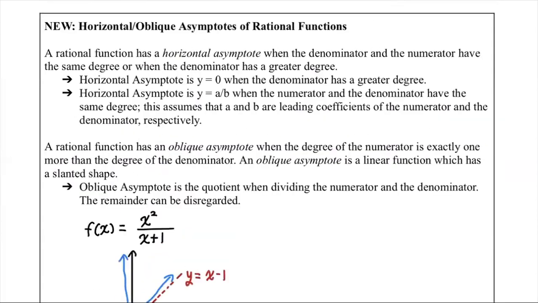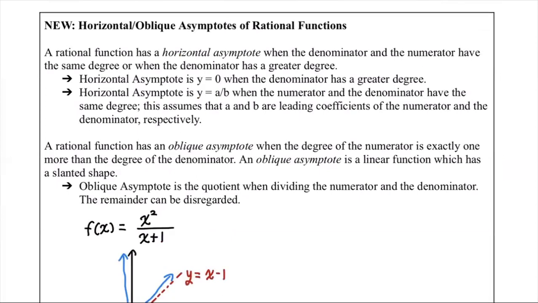Now let's go over horizontal and oblique asymptotes of rational functions. So a rational function has a horizontal asymptote when the denominator and the numerator have the same degree or when the denominator has a greater degree. As I explained in the previous concept, the horizontal asymptote is y equals 0 when the denominator has a greater degree than the numerator. The horizontal asymptote is a divided by b when the numerator and the denominator have the same degree.